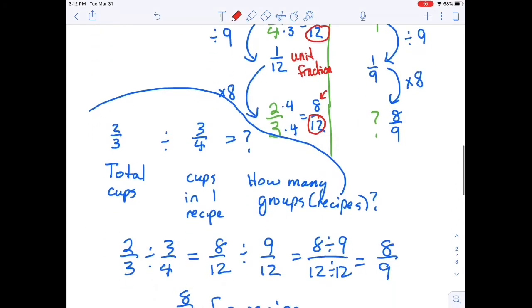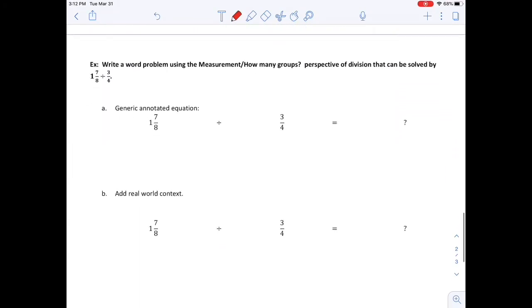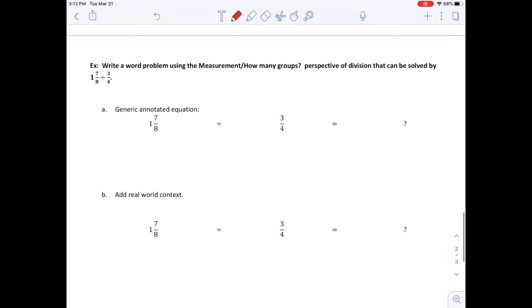Finally, let's write a word problem. 1 7/8 divided by 3/4. So we can start this by labeling our generic measurement problem. We have some total number of units. We're going to divide it by the group size, or the units in one group. And then our answer is going to answer the question, how many groups?